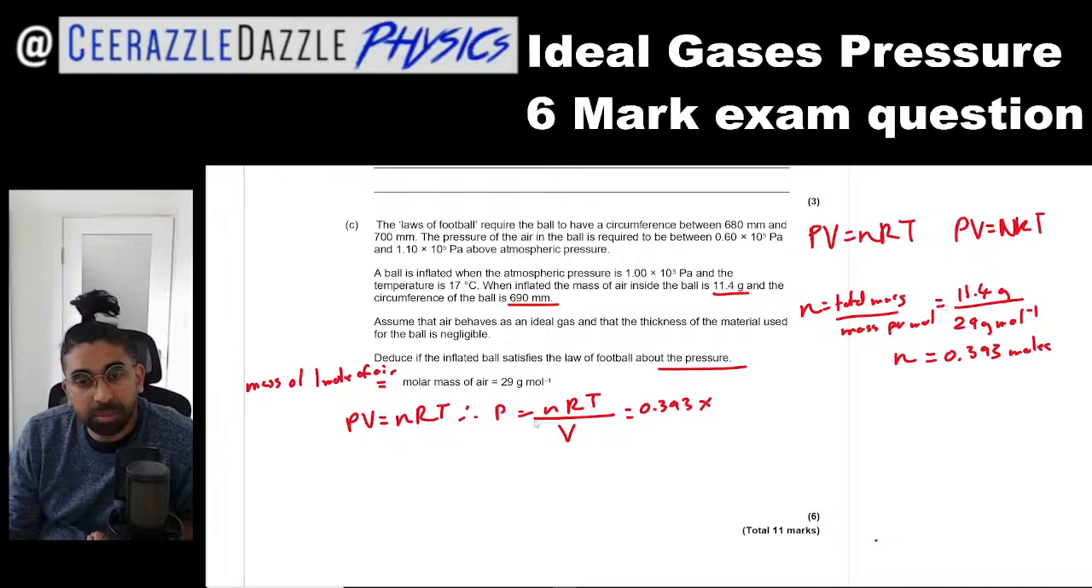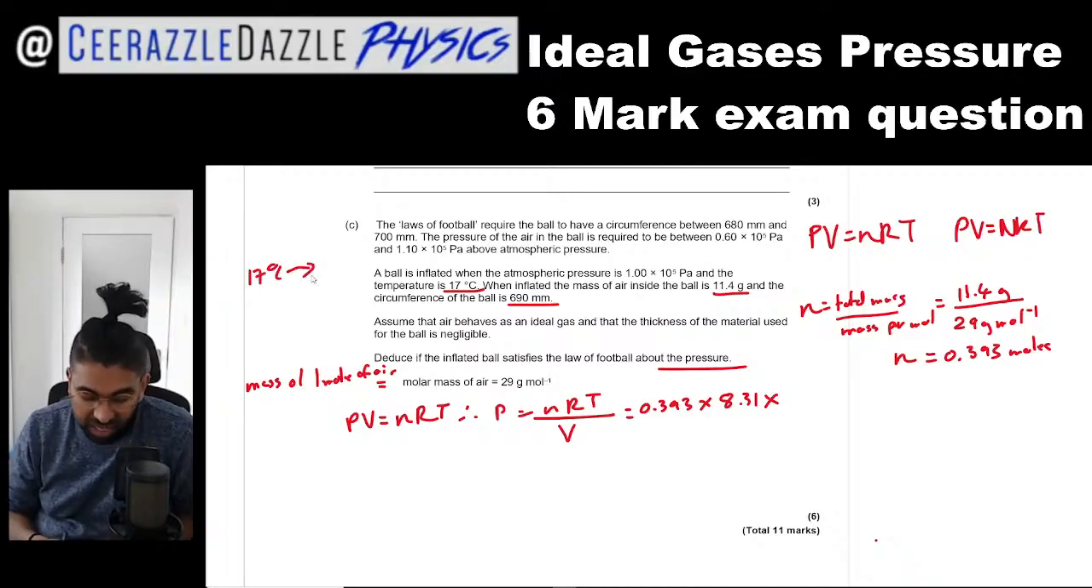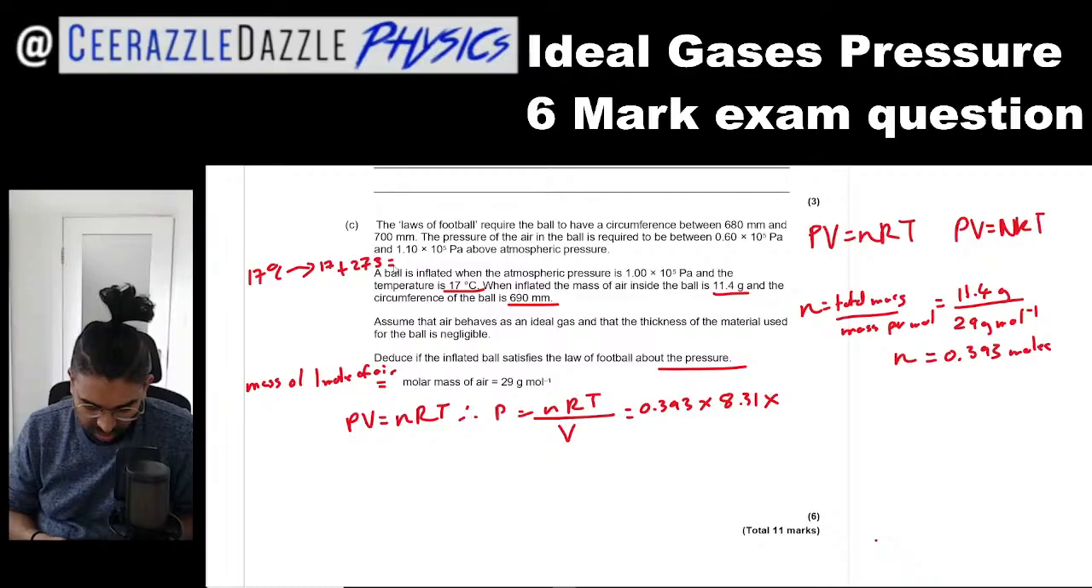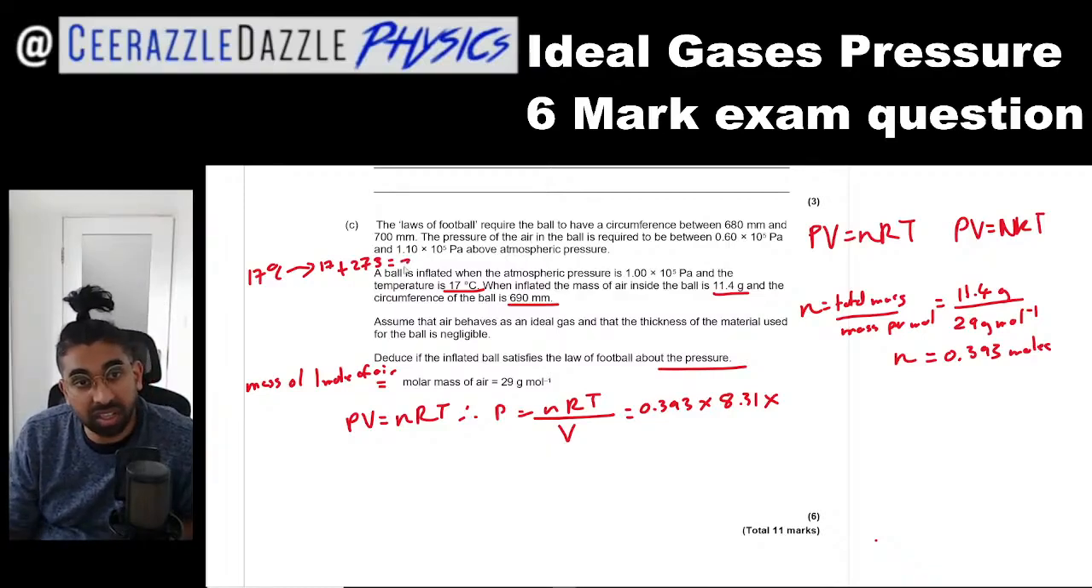0.393 times the molar gas constant, R, which is 8.31, they'll give you that in the exam, times the temperature. The temperature is 17 degrees Celsius, but don't forget this formula only works if it's in Kelvin. So we need to convert this into Kelvin. To convert 17 degrees Celsius to Kelvin, you simply add 273. So 17 plus 273 is 290. 290 Kelvin. That goes into here.